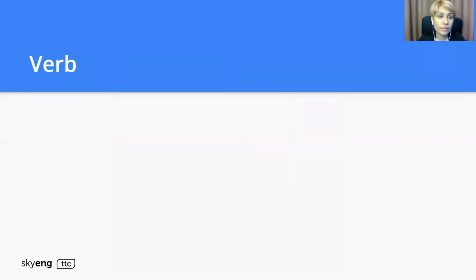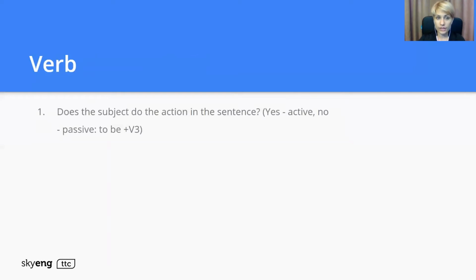If we talk about a verb, the situation here is a little bit more complicated because they need to understand and to ask the following questions. Does the subject do the action in the sentence? Yes. Active voice? No. Passive voice. Students in the 9th and the 11th form, they know these terms, so we can use them. Then we need to teach the passive form of the passive voice. Usually they have some difficulties with it, so draw their attention to this.